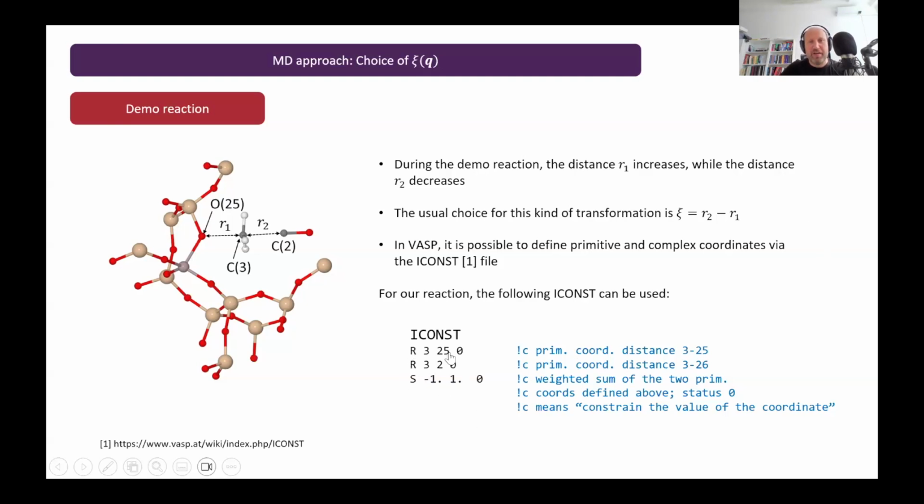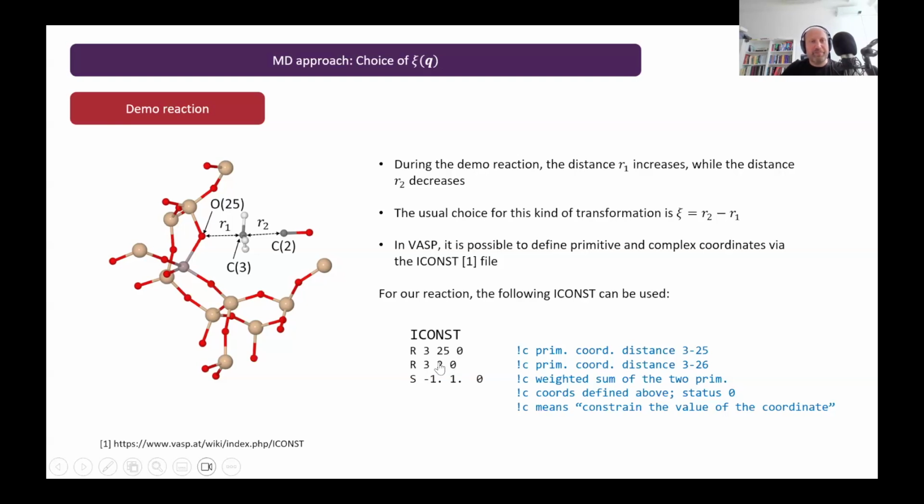So the first line defines the distance R1. This is the distance between atoms 3 and 25. And the R means that this is a distance. And the last integer here is the status. I will comment on that in a minute.